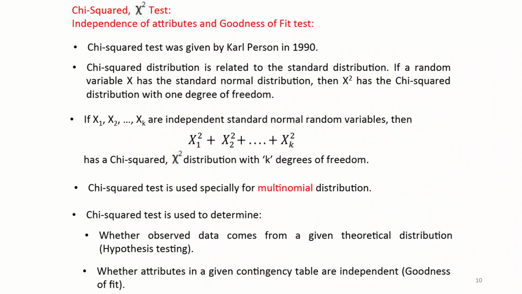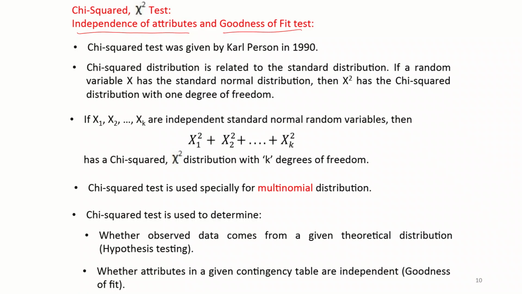And then there is something called the chi-square test. It is also called the test of independence of attributes or goodness of fit test. Some books call it the goodness of fit test. Those who are from biotech, or who have done genetics, will be aware of this method.